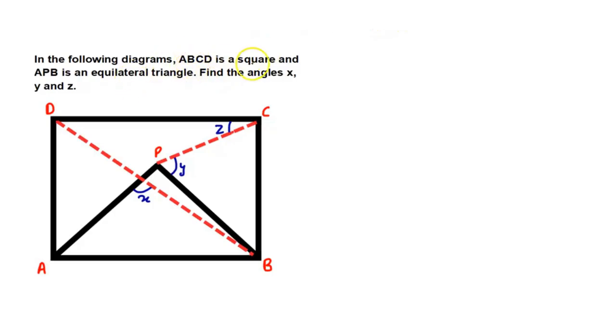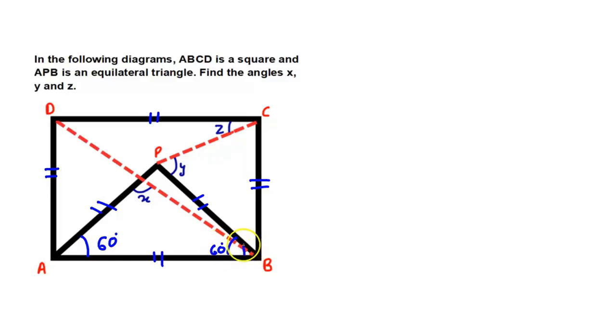In this question, ABCD is a square and APB is an equilateral triangle. So because this is an equilateral triangle, these sides are equal. And as it is a square, all the sides of the square are also supposed to be equal. So these all are equal. Now because this is an equilateral triangle, this angle will be 60 degrees. Same here, this angle will also be 60 degrees.